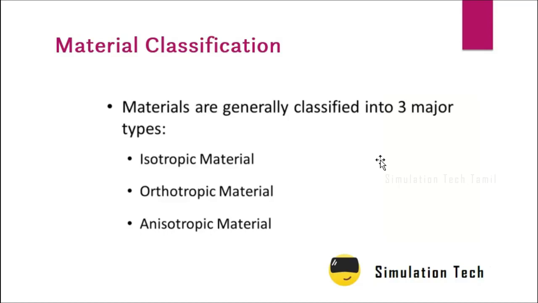Obviously, when we do analysis on a particular component, that component should be manufactured using some material, like steel or wood, whatever it may be. So we need to assign that material in ANSYS itself. Either we can use a library material, or we have to create that material as a user-defined material. Okay, so let's get into the topic.